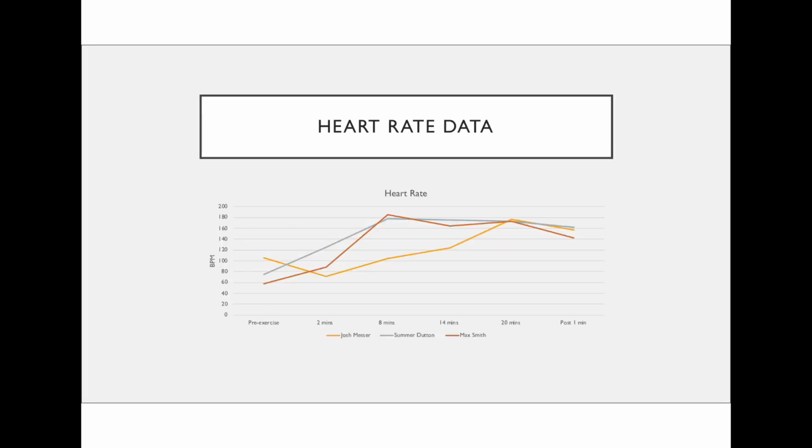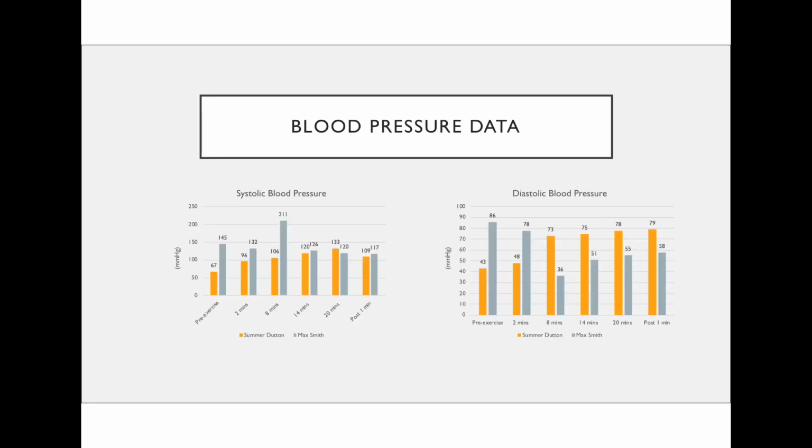We had 3 participants take part in steady state exercise. Here is a graph that shows their heart rate. Here is a graph that shows their systolic blood pressure on the left and their diastolic blood pressure on the right. I have removed one participant due to not being able to record their results.